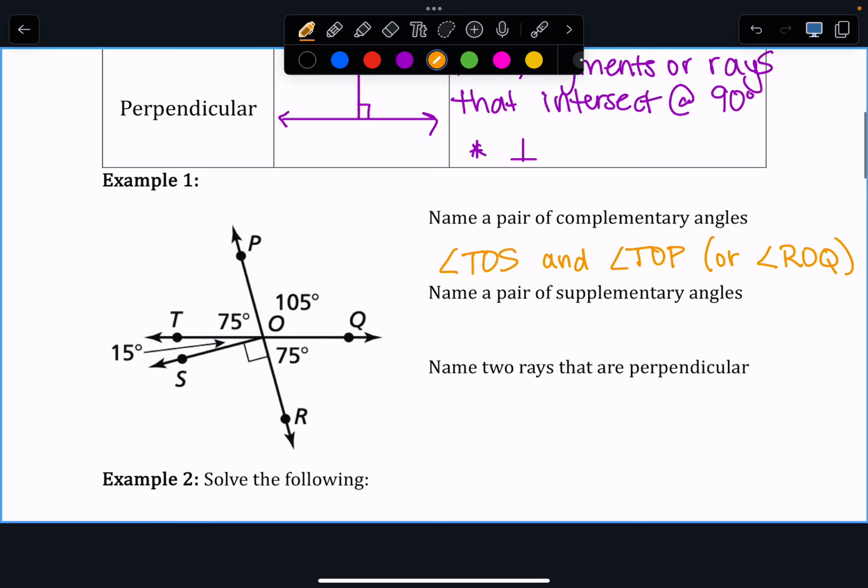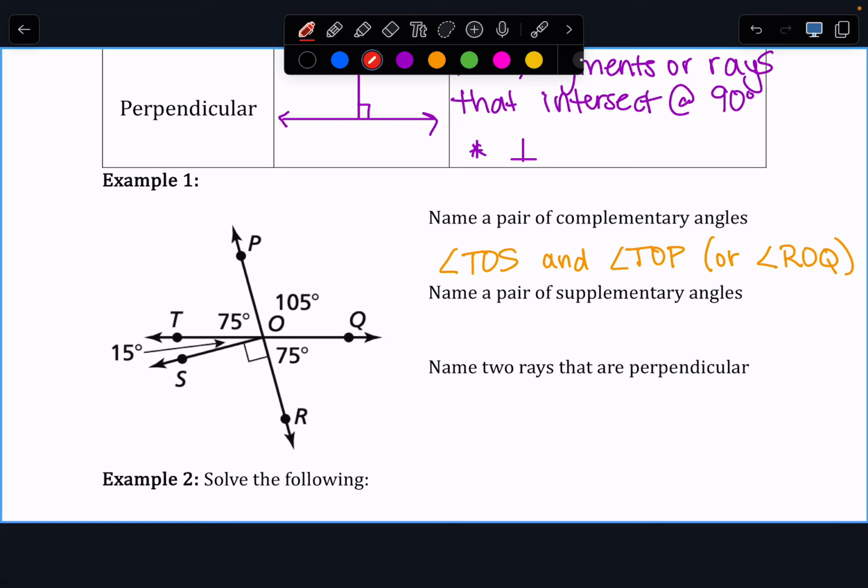Name a pair of supplementary angles. Oh, what did you say? Oh, I just noticed that there were two verticals. Okay, Philly noticed that angle TOP and angle ROQ are vertical angles. Nice catch there, buddy.